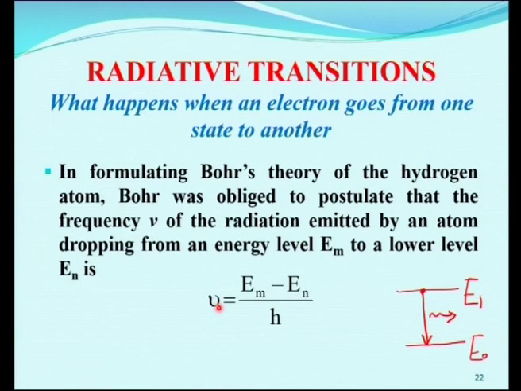Nu is the frequency of the radiation coming out because of the de-excitation. So, nu = (Em - En)/h, that is, the energy of the higher energy state minus the energy of the lower energy state, divided by h, where h is Planck's constant. It is not hard to show that this relationship arises naturally in quantum mechanics. For simplicity, we shall consider a system in which an electron moves only in the x direction.